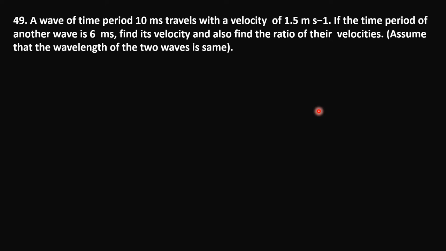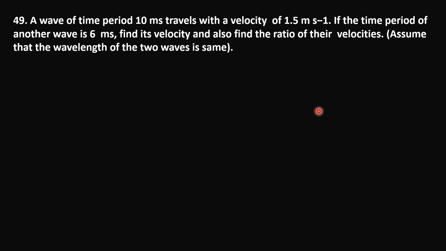A wave of time period 10 milliseconds with a velocity of 1.5 meters per second. एक वेव है जिसका टाइम पीरियड गिवन है 10 मिलीसेकेंड. किस वेलोसिटी से मूव कर रही है? मूविंग विद वेलोसिटी 1.5 मीटर पर सेकेंड.